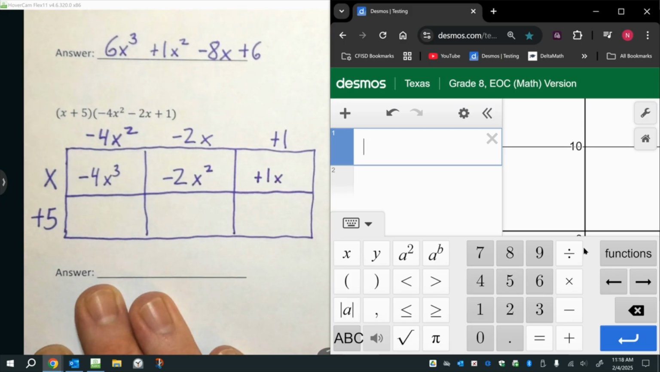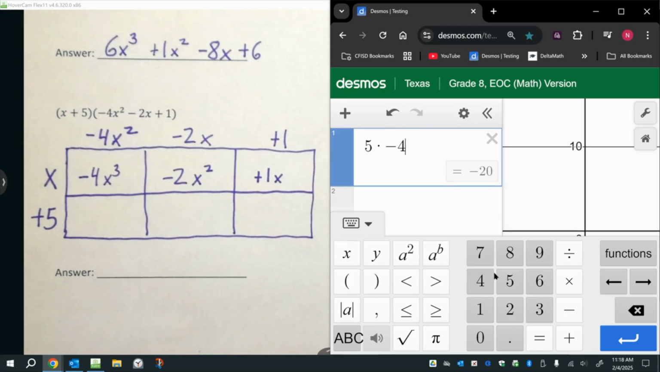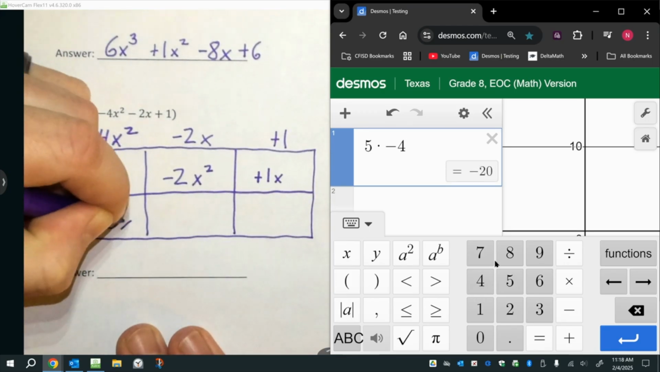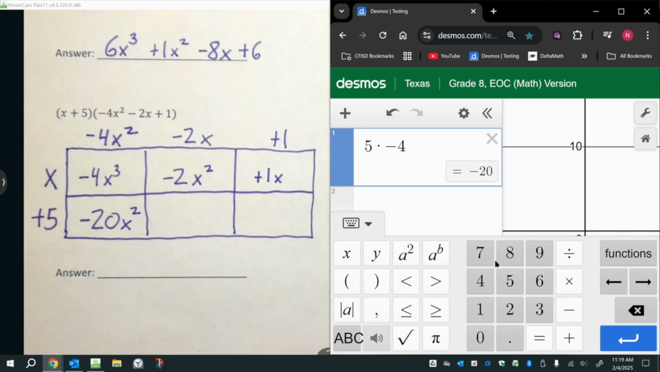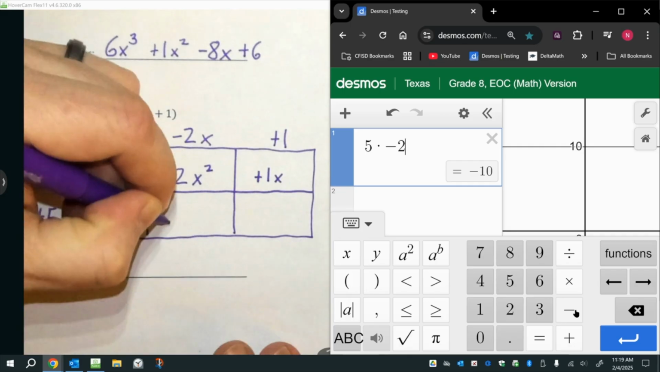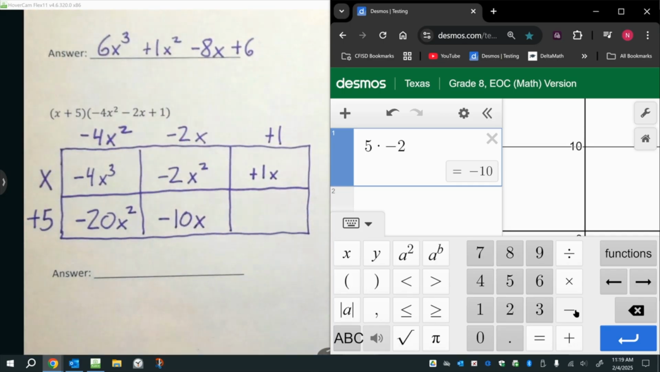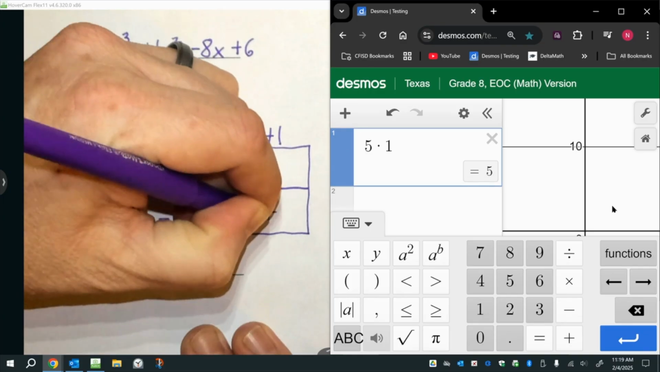All right, now we're going to take 5 and multiply it. So maybe you need help with the 5. 5 and negative 4. Negative 20. That has x squared. That doesn't have anything. So this needs an x squared. 5 and negative 2. Negative 10. That doesn't have an x. That does, so I need an x there. And then 5 and 1. Again, we're multiplying. Plus 5.